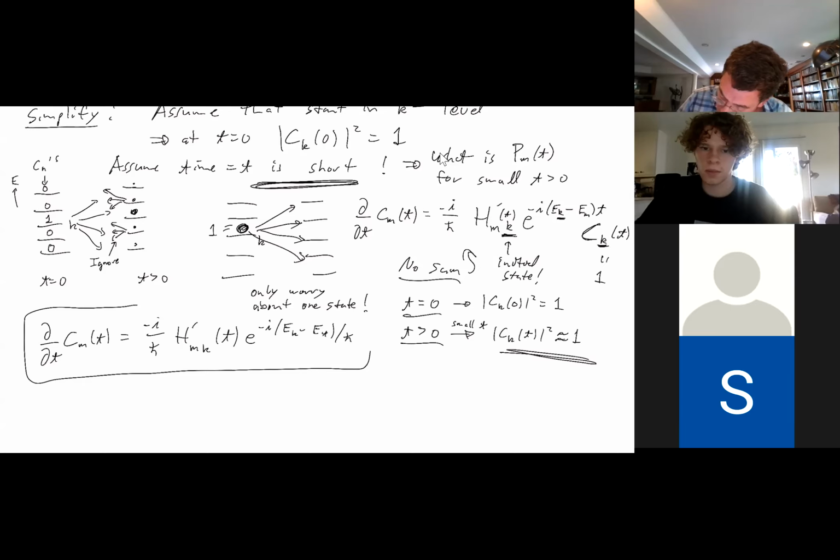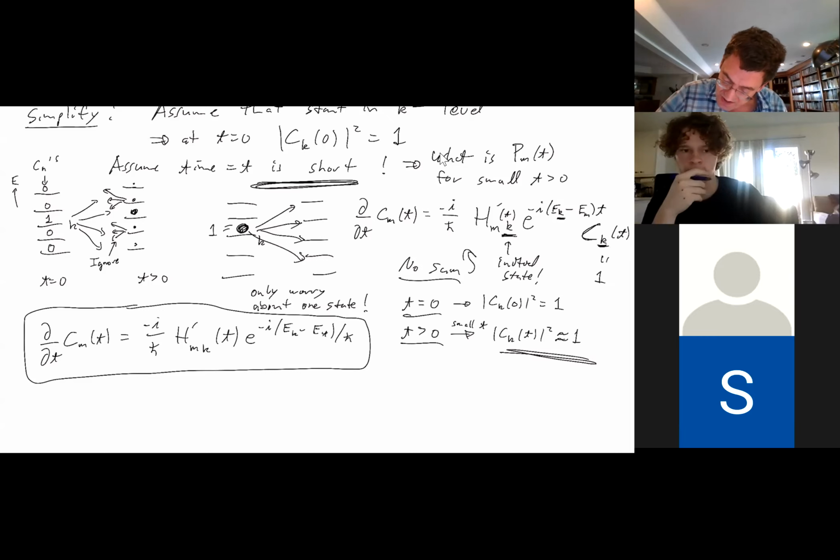And so this then becomes a very simple equation. Basically, it's just the initial guy spraying his goo into all these other states. And I'll just pick one. That's the nth state, some arbitrary state.